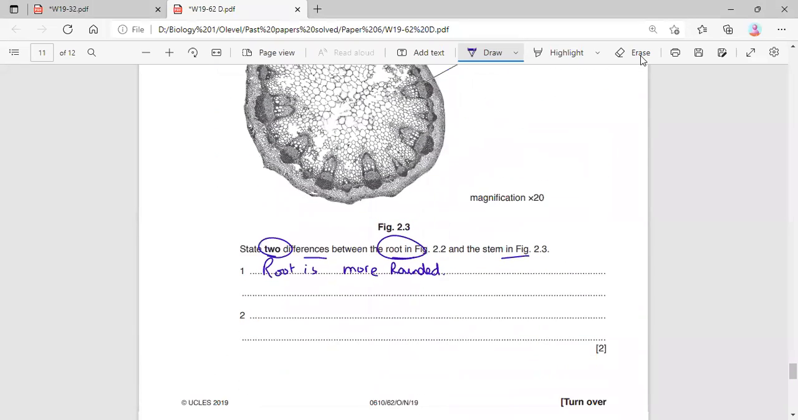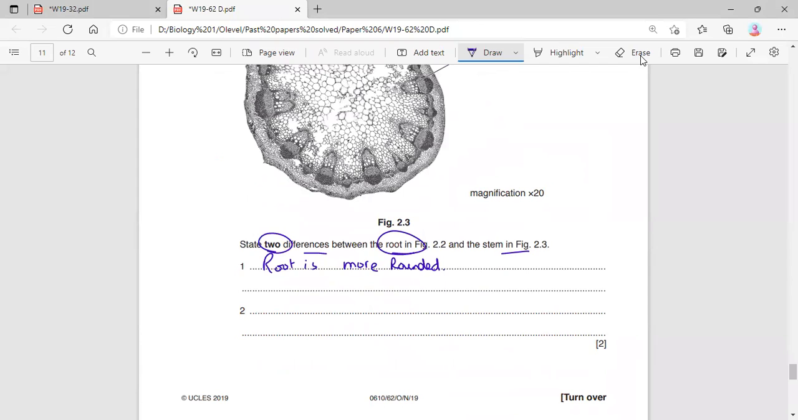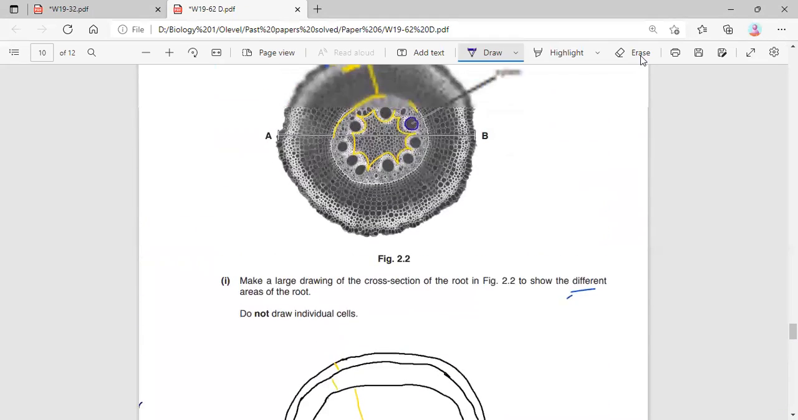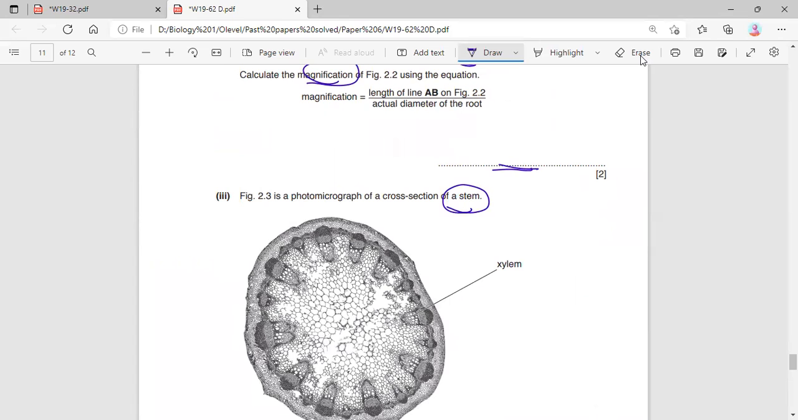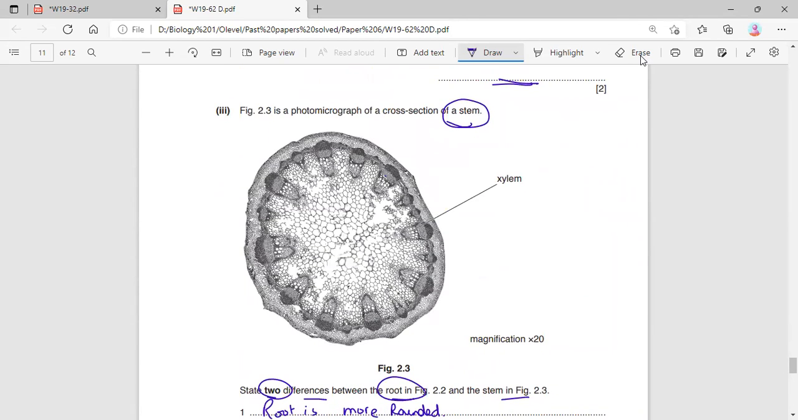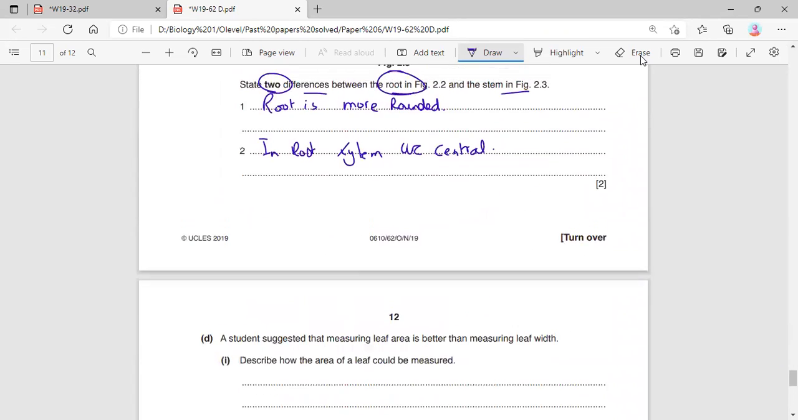Number 2, the xylem vessels are in the middle in the root. Xylem are central. They are in the center here, while in the stem, the xylem vessels are on the periphery. I can also tell him that the xylem vessels in the root are larger. They have a larger cross section.